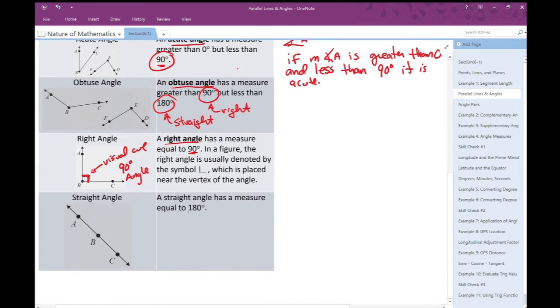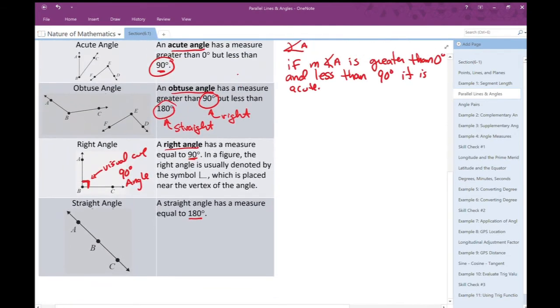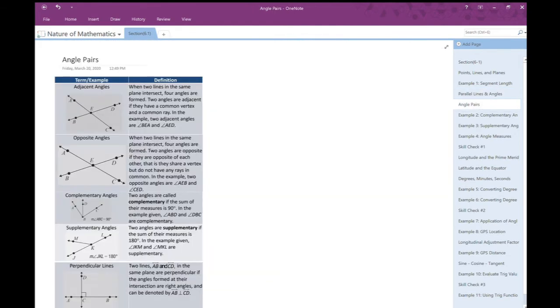And a straight angle is 180 degrees. And then often you'll hear that a straight line is 180 degrees because a straight line represents a straight angle. From here we go on to angle pairs.